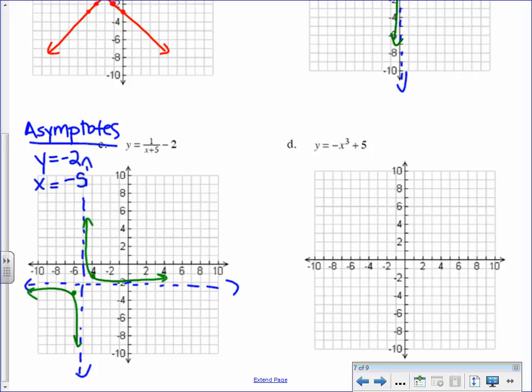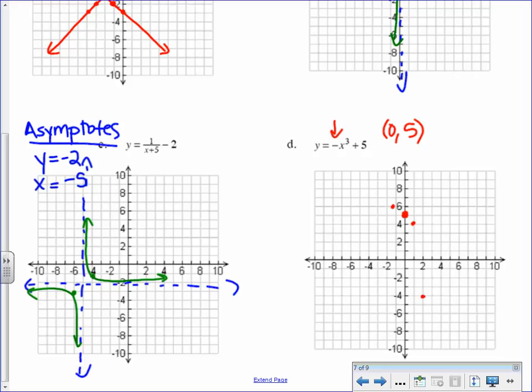Finally, for this graph, I have a negative. Nothing is subtracted from the x to have an h value of 0, and plus 5, meaning my locator point is at (0, 5). Let's go ahead and plot that right here. Negative means that it's going to curve downward as x increases instead of upward like the parent cubic graph. So I'm at (negative 1, 6) and (positive 1, 4).